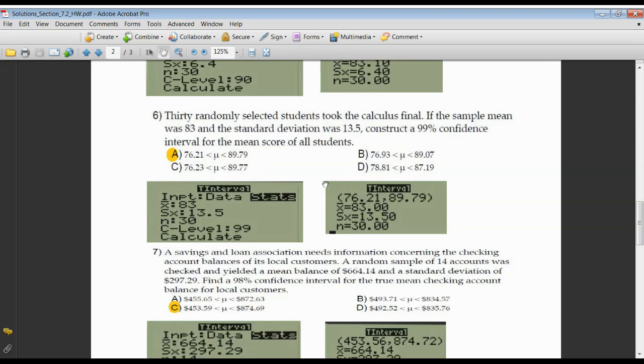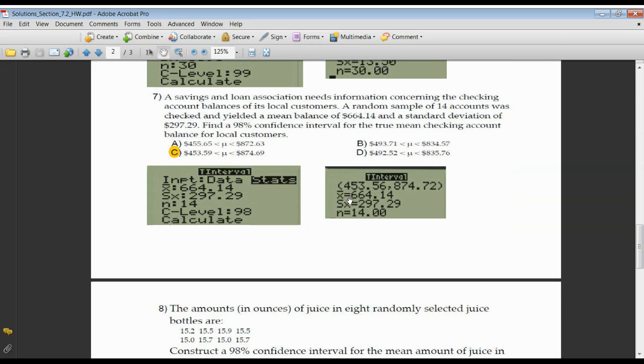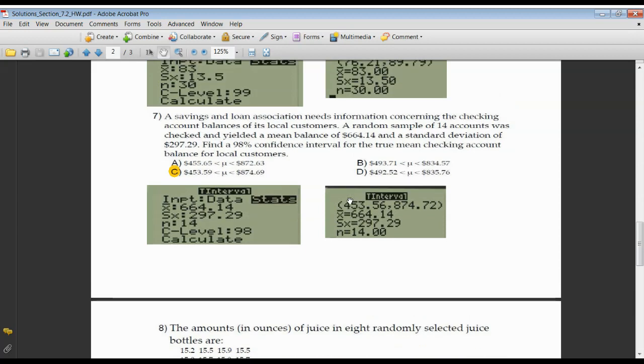76.21 on the low end and 89.97, so I'm sorry, 79 on the high end. And what can I say? Here we go again. Now watch what happens here.